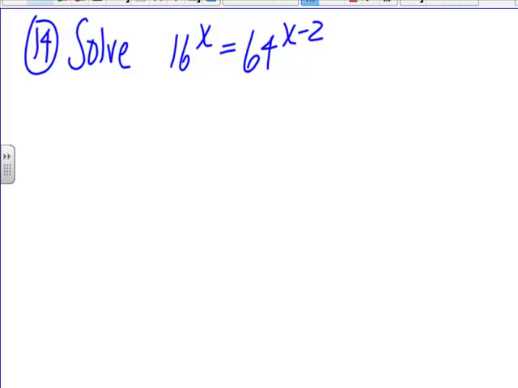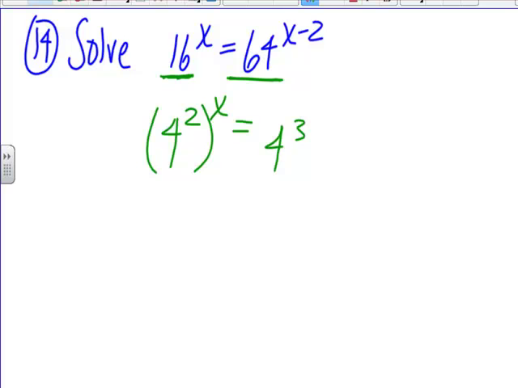Okay, number 14, just another one of these problems. I've already done one, but we'll do another one. Be suspicious that you're going to see problems whose bases are going to be 2, 3, 4, more than likely. You're not probably going to get something too fancy. So in this case, 4 squared is the same as 16, and 4 cubed is the same as 64. So same idea here. Now I have the same bases. Power of a power multiply.